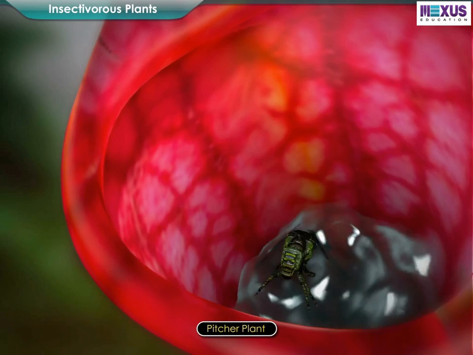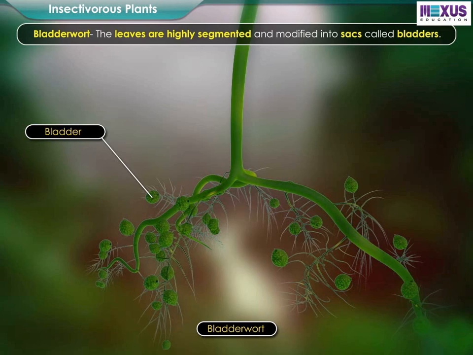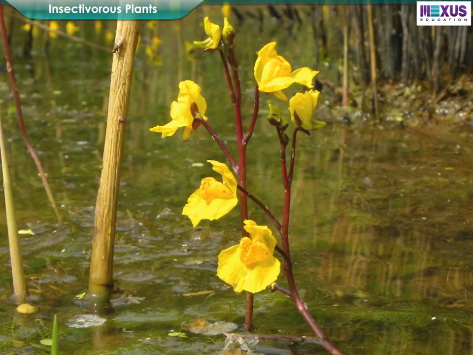Bladderwort. The leaves are highly segmented and modified into sacs called bladders. The bladder has a trap door through which minute organisms can only go in but cannot come out. It is seen in an aquatic plant, Utricularia.